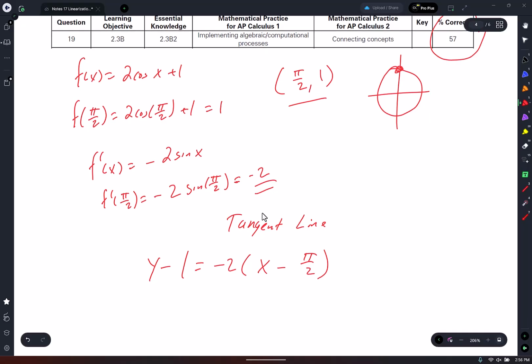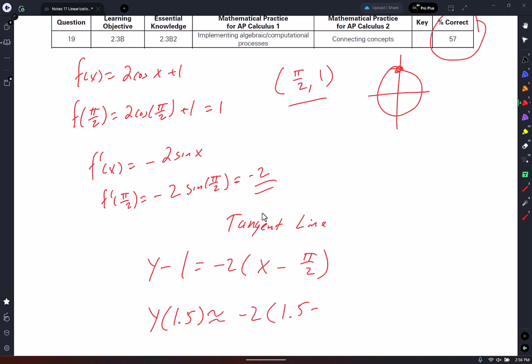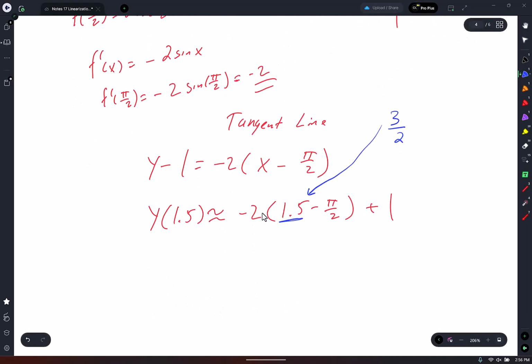So here it is. y of 1.5 is approximately negative 2, parenthesis 1.5 minus pi over 2, close it, plus 1. You do not have a calculator. Remember that. So, because you don't have a calculator, is this 1.5 helping you, or should I turn that into a fraction? What do you guys think? Fraction. What is 1.5 as a fraction? 3 over 2.